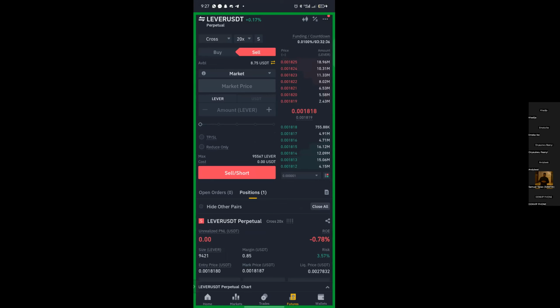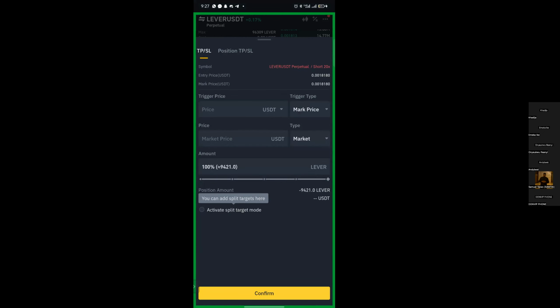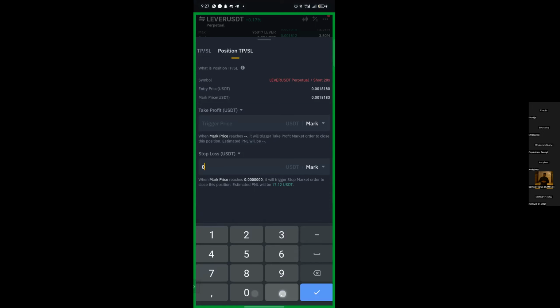Now from that signal, we have a stop loss in that signal. If the stop loss in that signal is 0.172, you come to this section and put your stop loss at 0. You come to this position stop loss, please take note, position stop loss. You come to the position and set your stop loss at 0.00172.